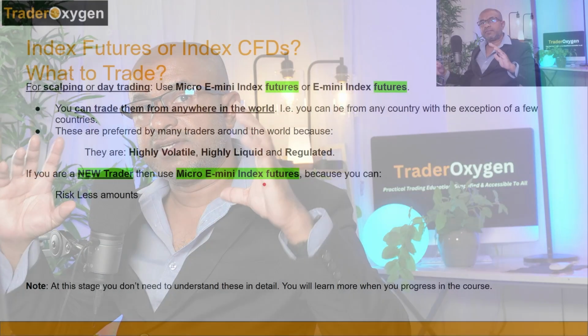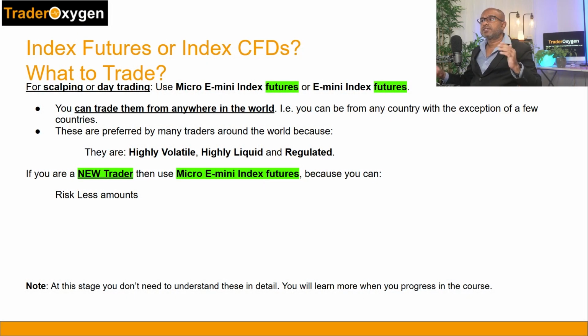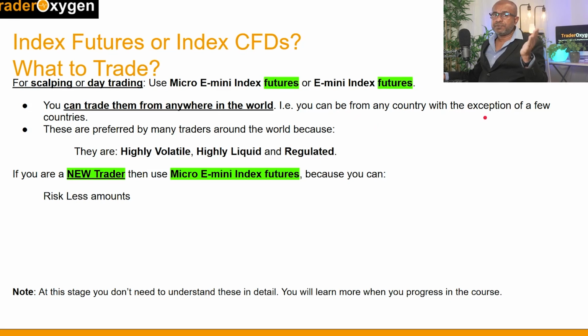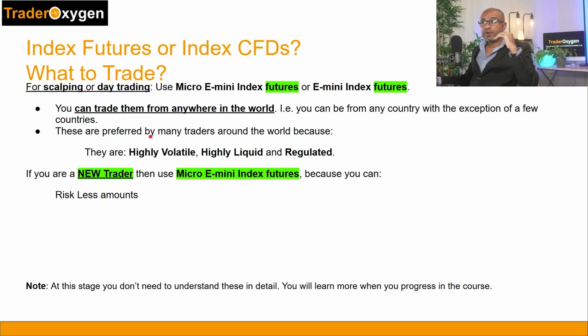Okay, let's see what's next. So the golden question is, should you trade index futures or index CFDs? What to trade? For scalping or day trading, use micro E-mini index futures or E-mini index futures. The reason is you can trade them from anywhere in the world, including the US. You can be from any country with the exception of a few countries. These are preferred by many traders around the world because they are highly volatile, highly liquid, and very well regulated.